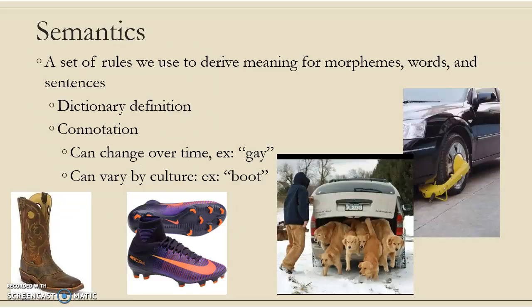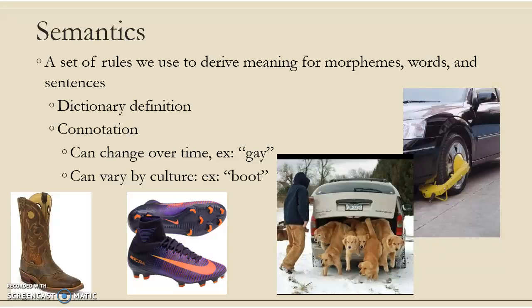Now we go into semantics, and semantics is where the psychology of it comes in, because semantics is the set of rules we use to derive meaning for morphemes, words, and sentences. You will recognize semantics because we just got done with memory. Semantic memory is making a memory that is meaningful. It's the exact same in language. So semantics is how we derive meaning from all of the different components we've been talking about of language: morphemes, words, phonemes, sentences.